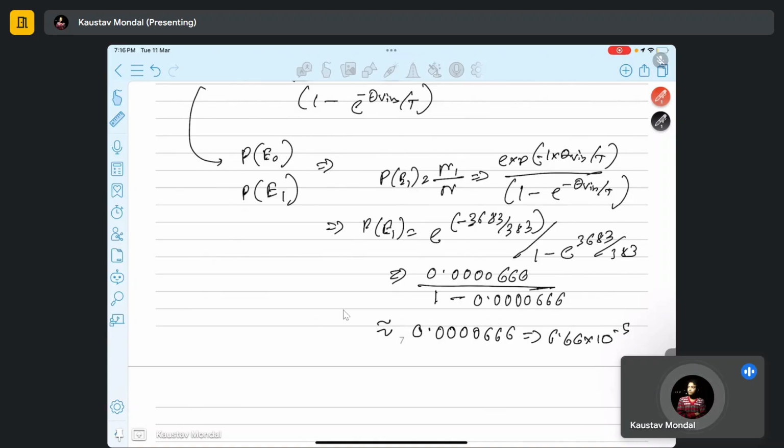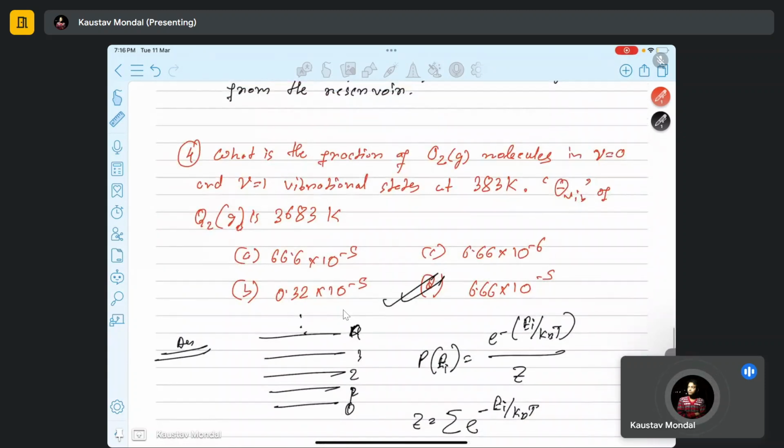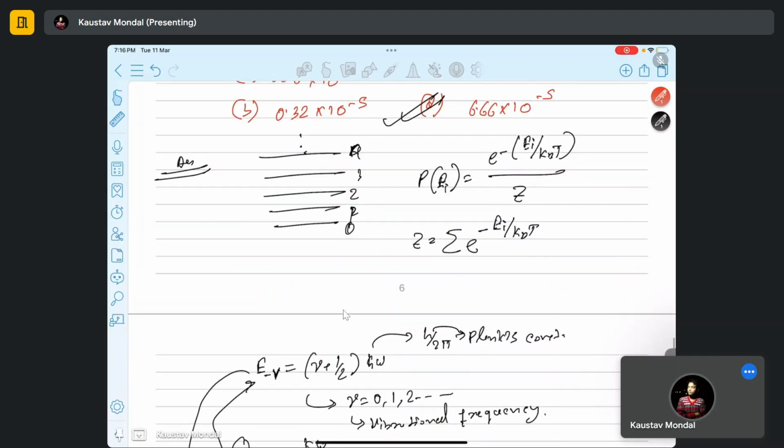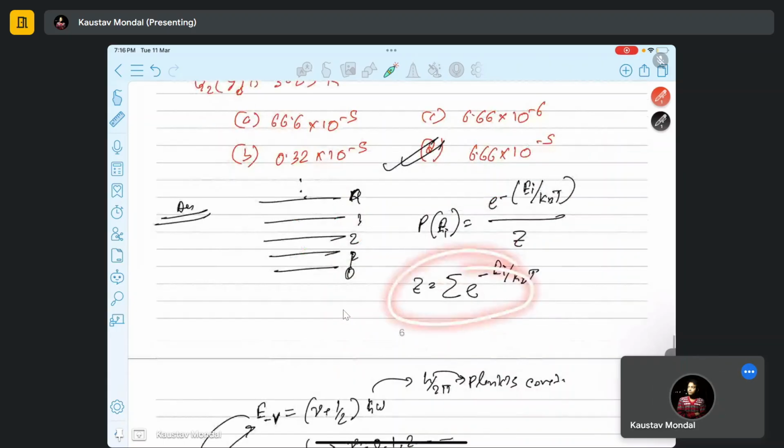I hope all of you understood how to solve this problem, right? You have to basically calculate the fraction of oxygen molecules in vibrational states nu0 and nu1 at temperature 383 Kelvin, and theta vibrational is already given. So first I have written down all the states, nu0, nu1, nu2 and so on. And this is the probability of each ith state, and z is the partition function of it.